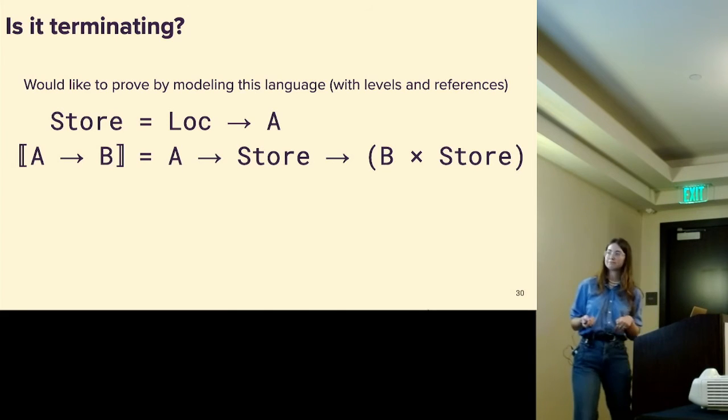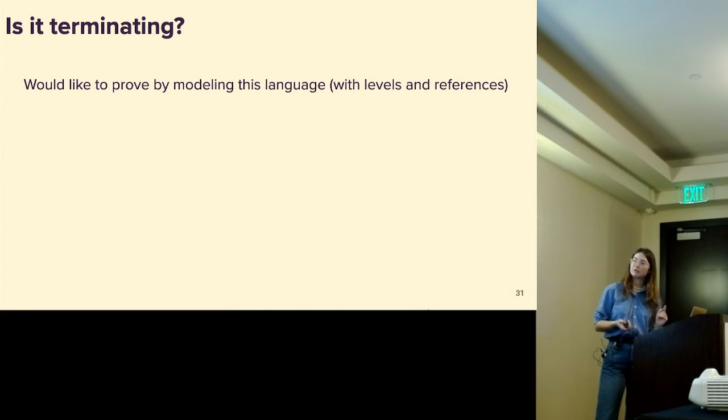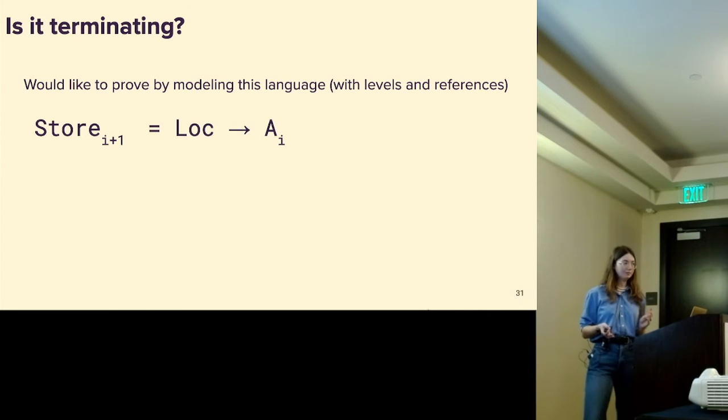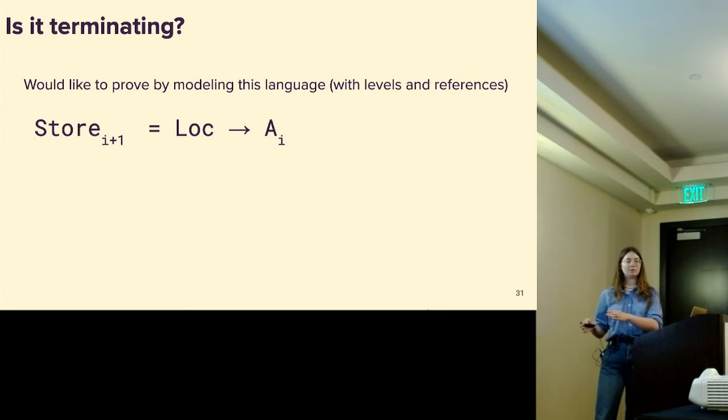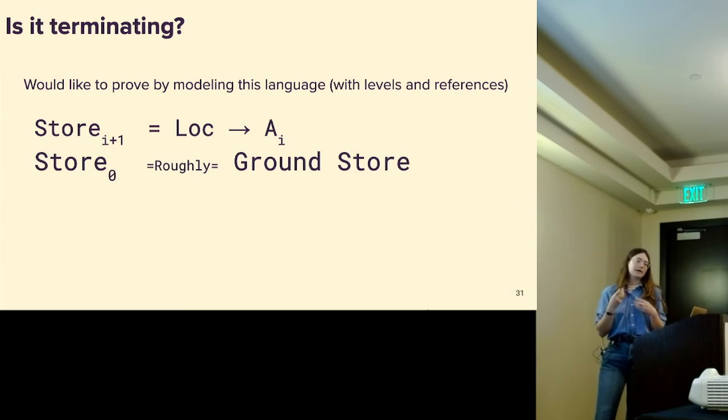The idea is that a function can execute in any kind of store and return a possibly new updated store. Now we find with our predicative ref rule that we actually end up stratifying the store. If you think back to the typing rule, all the references store types one level lower than them. So a store at level I+1 is going to be mapping locations to types at level I. The idea behind our proof is, well, we can equate store level 0 to be roughly equivalent to a ground store, that is a store that only stores base types, which we know to be terminating, and then we can proceed by induction on these store levels.